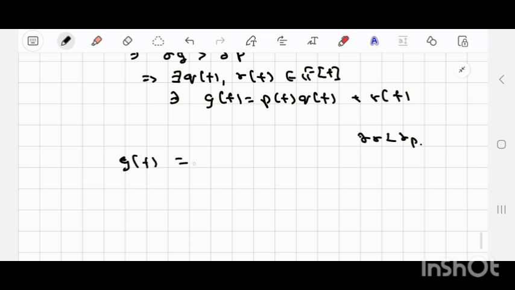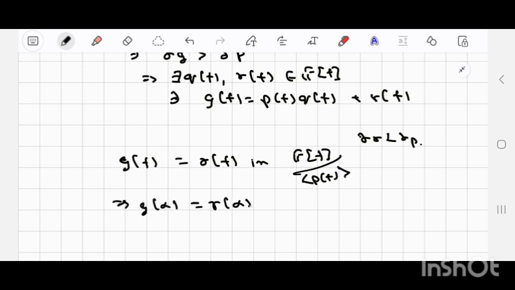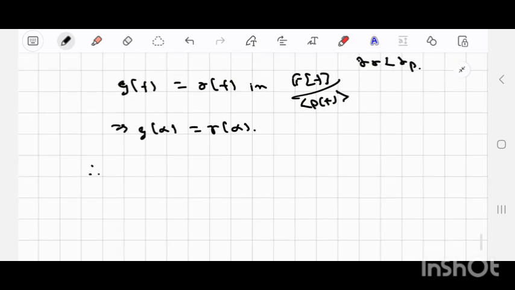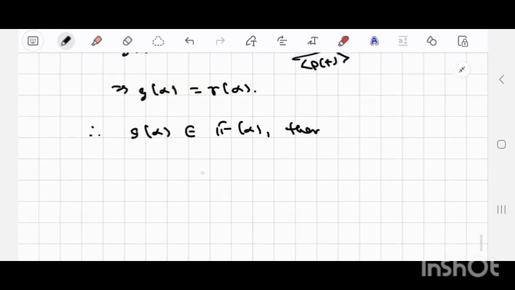So g(t) is equal to r(t) in F[t] mod p(t), right? What does this mean? This means that g(alpha) must be equal to r(alpha). Therefore, what do I conclude? That if g(alpha) is an element of F(alpha), then what should be the form of r(alpha)?